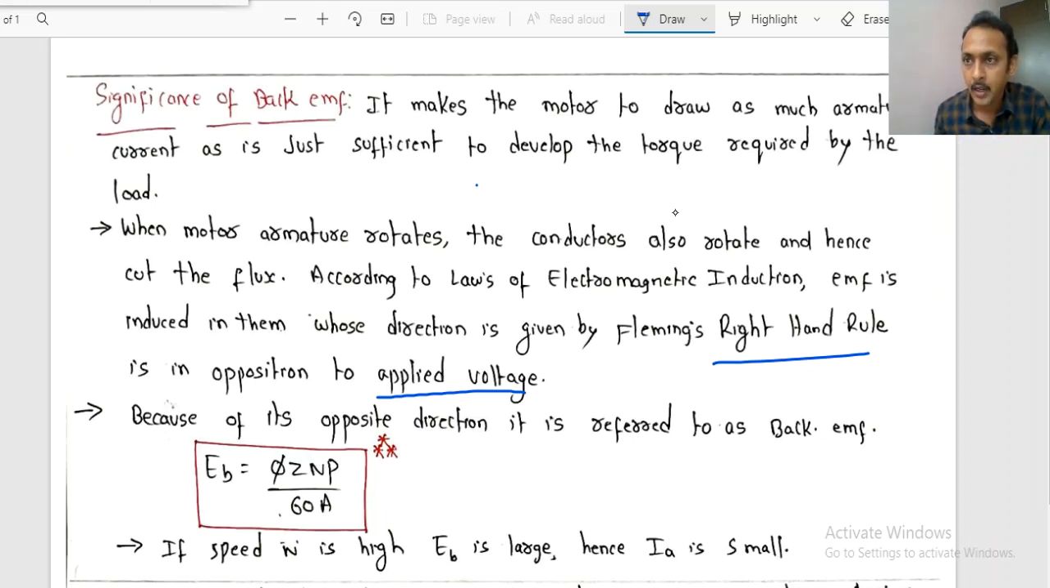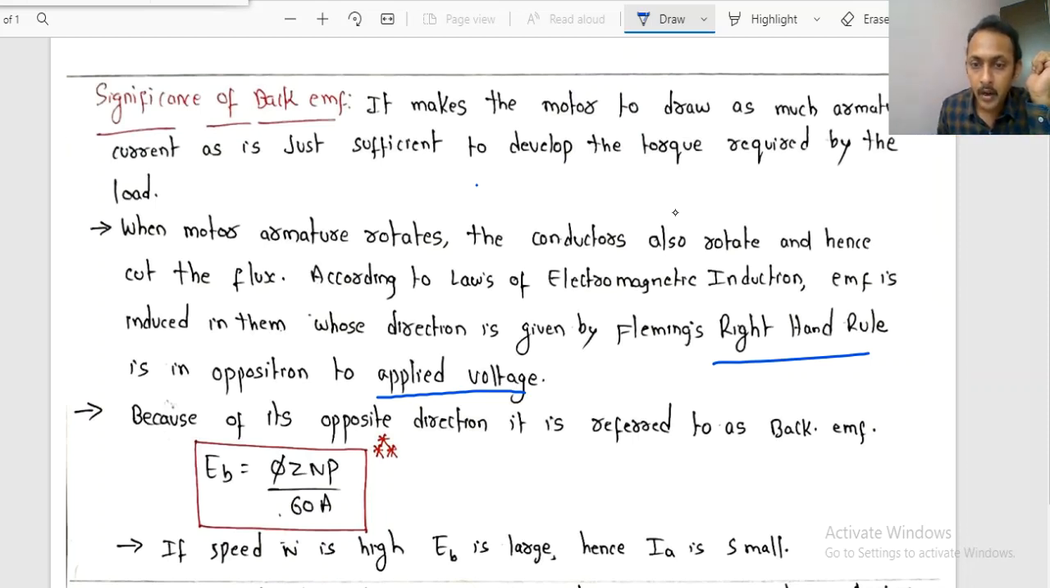If we look at generators, you have seen the generated voltage is given by EG equals ΦZNP by 60A. Similarly, here also, with respect to the DC motor, the back EMF developed is given by EB equals ΦZNP by 60A, where Φ indicates the flux, Z the number of conductors, N the speed in RPM, P the number of poles, and A the number of parallel paths.